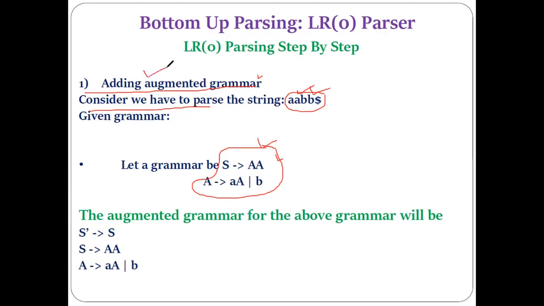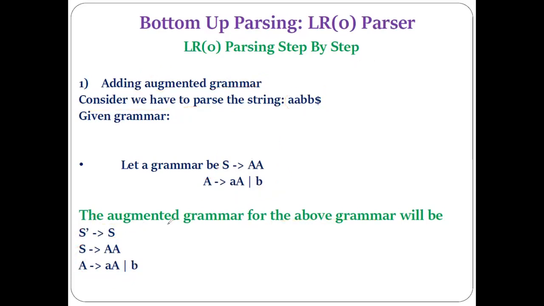Now, the first stage we have to perform is to create the augmented grammar. How do we create it? As I already told you, we introduce a new non-terminal S dash, deriving the starting symbol S. Next we write the rest as it is: S derives AA, A derives AA or B. This is your augmented grammar. This is the first step.